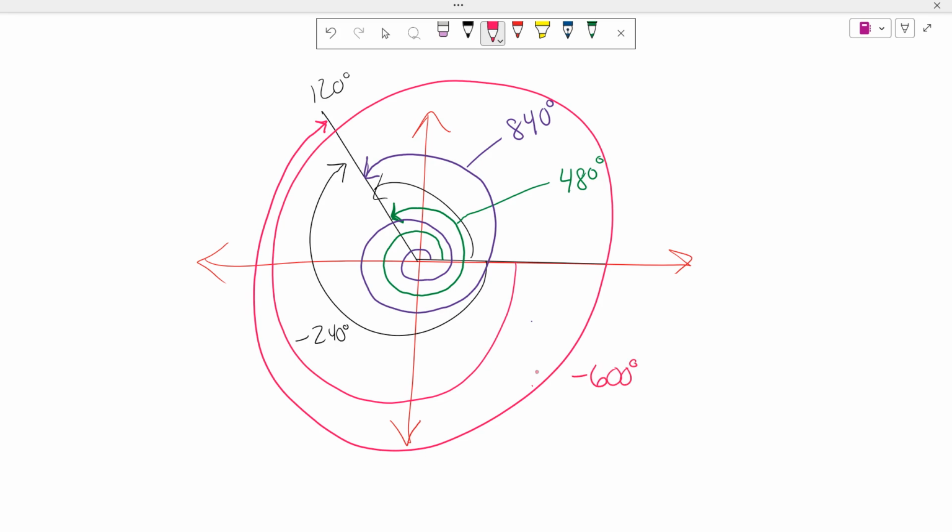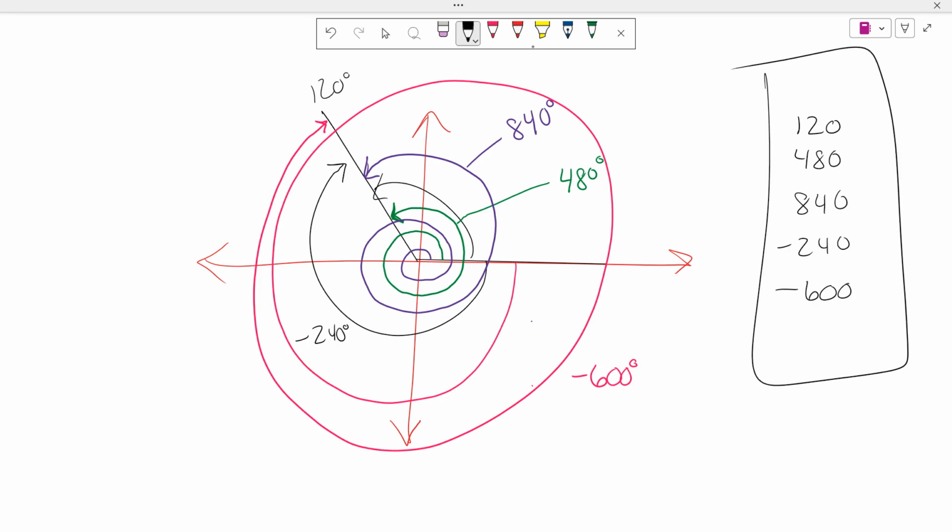Negative 600 degrees. Because I went negative 360 degrees all the way around once, and then another negative 240 to make negative 600. So 120, 480, 840, negative 240, negative 600 are all called coterminal angles. This will be your first question on your chapter test, on your first quiz, on your semester test.